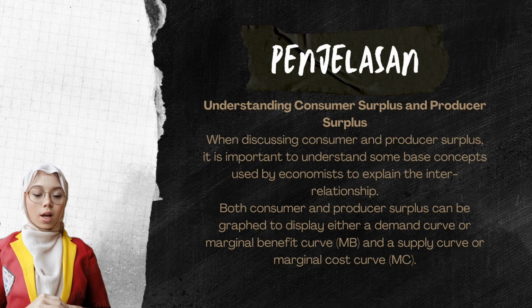Understanding consumer surplus and producer surplus. When discussing consumer and producer surplus, it is important to understand some base concepts used by economists to explain the interrelationship. Both consumer and producer surplus can be graphed to display either a demand curve or marginal benefit curve, MB, and a supply curve or marginal cost curve, MC.